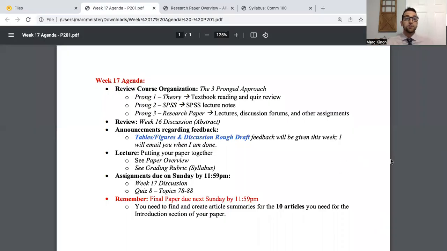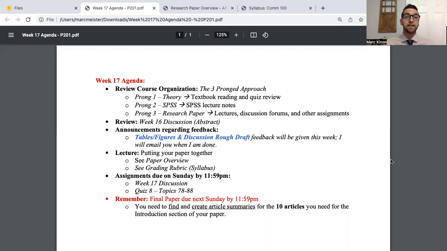Let's go ahead and take a look at the agenda. Okay, so let's do this. The course organization. Research methods has been taught using this three-pronged approach. Prong one being theory. So you've learned the theory regarding research methodology by reading the textbook, taking the quizzes, and me going over the quizzes in these lecture videos.